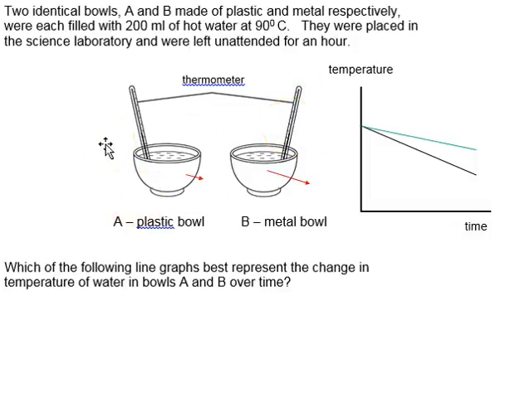Whereas the plastic bowl is a poor conductor of heat. Heat will still escape, but at a slower rate, and because of that, the thermometer will read a slower decrease in temperature. All right, and what I've just said can be represented by this line graph here. This black line shows a faster decrease in temperature, and the green line shows a slower decrease in temperature over time, because the metal bowl is a good conductor of heat and the plastic bowl is a poorer conductor of heat.